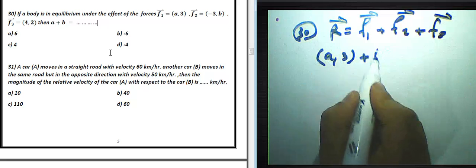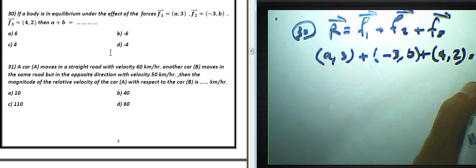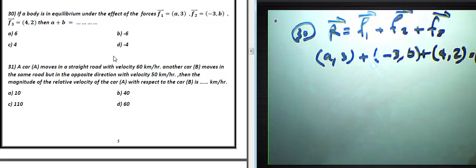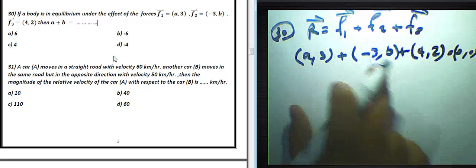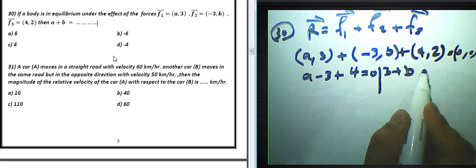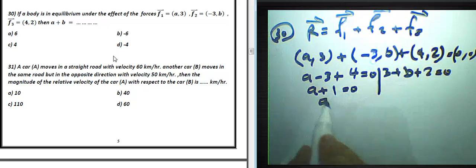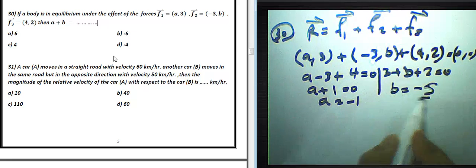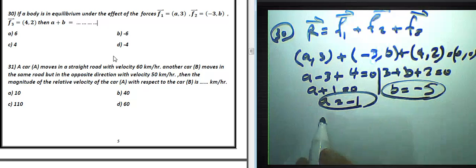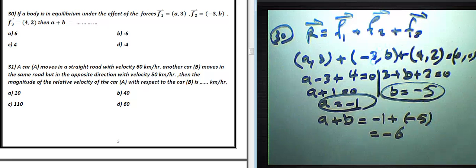A and 3 plus negative 3 and B plus 4 and 2 equals 0 and 0. Then the first projection will be equal to 0. A minus 3 plus 4 equals 0, and 3 plus B plus 2 equals 0. A minus 3 plus 4 is A plus 1 equals 0, then A will be negative 1 and B will be negative 5. We get A and B, and he asks for the result of A plus B. We add negative 1 to negative 5, and the result will be negative 6. Question 30, the result will be negative 6. Choose letter B.